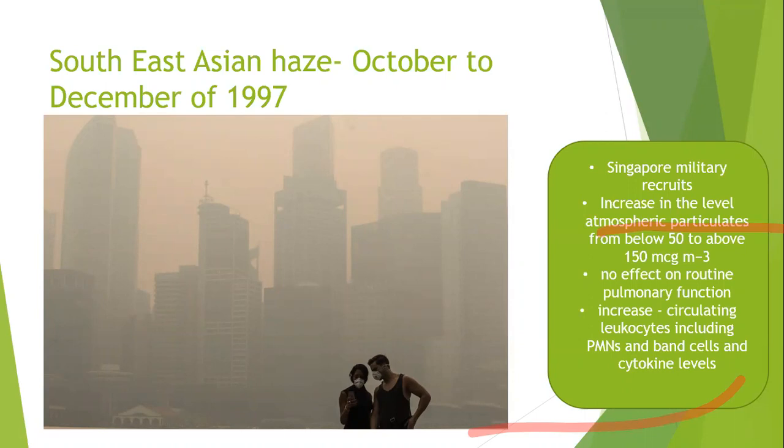And so what they did was they measured similar parameters to the previous study in Singapore military recruits during the Southeast Asian haze. And what they found was similar. Before the haze, they had low levels of neutrophils, band cells, and cytokines. And as the haze progressed, these levels also increased. And as the haze disappeared around December, the levels came back to normal. So what this says is the environmental effect is probably as important as smoking is. Next slide.